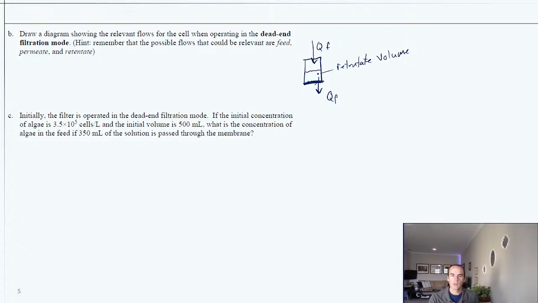Okay, so next up we have this filter. Now we give it some task to do. It says initially the filter is operated in the dead-end filtration mode. If the initial concentration of algae is 3.5 times 10 to the 5th cells per liter, the volume is 500 milliliters, what is the concentration of algae in the feed of the solution, if 350 milliliters of the solution is passed through the membrane?